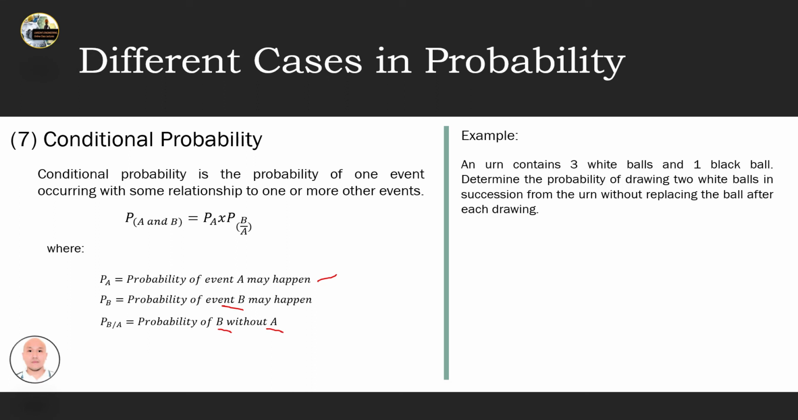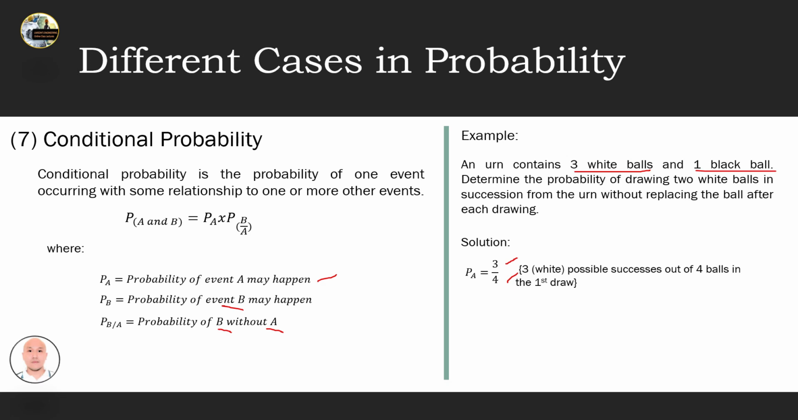So we have an example here. An urn contains 3 white balls and 1 black ball. Determine the probability of drawing 2 white balls in succession from the urn without replacing the ball after each drawing. So we have here 4 balls, 3 white and 1 black. Solution. So for our first probability, we have 3 white balls over a total of 4 balls. So 3 white possible successes out of 4 balls in the first draw.